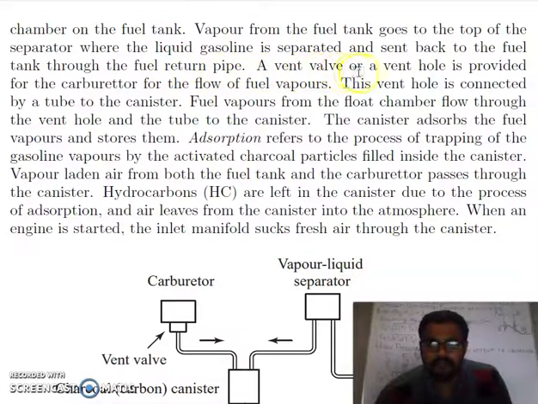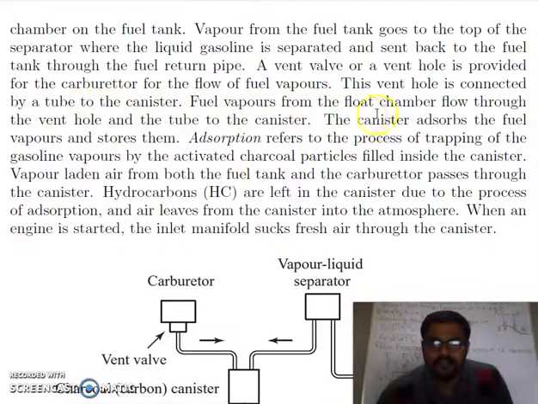A vent valve or a vent hole is provided for the carburetor for the flow of fuel vapors. So this is your carburetor. There is a vent valve, from which the vapors will go, and they will also go to this charcoal carbon canister, which we'll discuss in a coming video. This vent hole is connected by a tube to the canister.